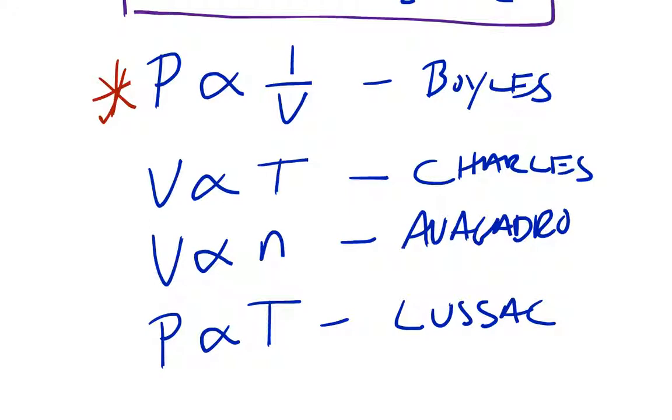Avogadro's law states that volume and number of moles are directly related, so as the number of moles increases, the volume increases. And Gay-Lussac's law states that pressure and temperature are directly related, whereas pressure goes up, temperature goes up as well.